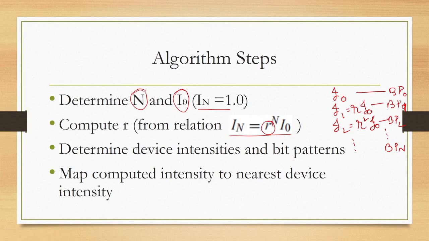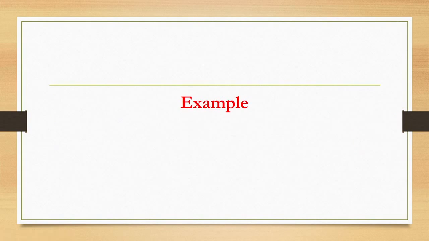Then we compute for a pixel the intensity value using a lighting model, map it to the nearest device supported intensity value by looking at the table, and then we use the corresponding bit pattern to represent that computed intensity value, and finally we store that value in the frame buffer. That is how we map computed intensity value to a bit pattern and store it in the frame buffer location. Let us try to understand this whole process using one example.